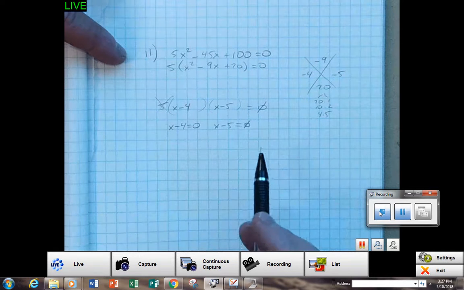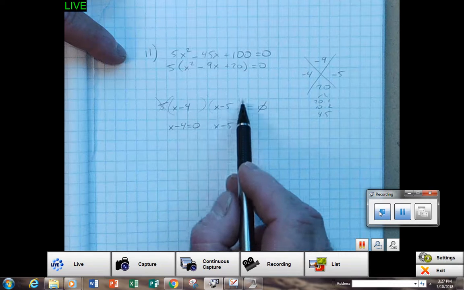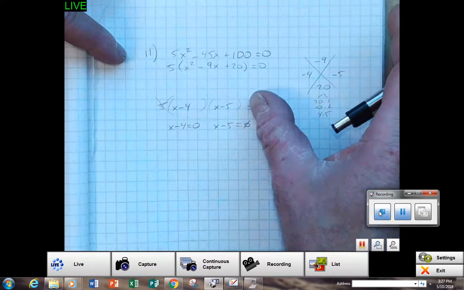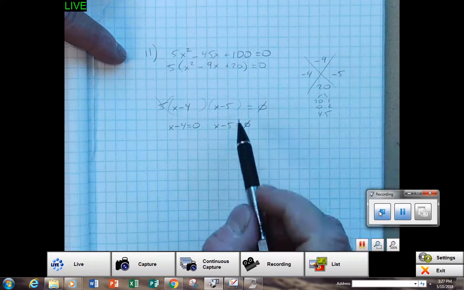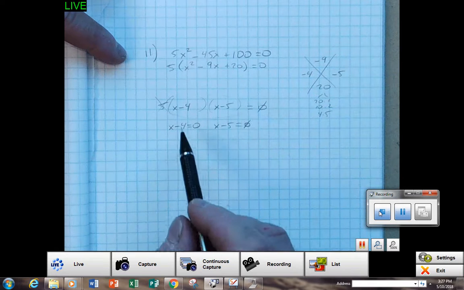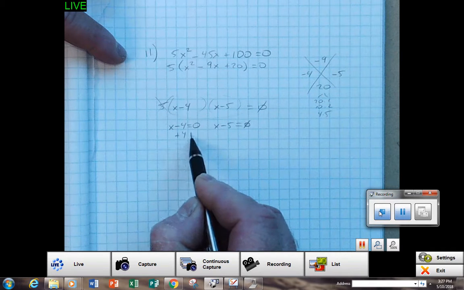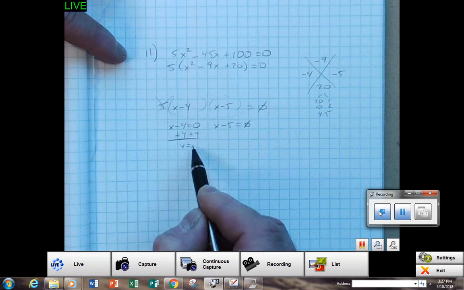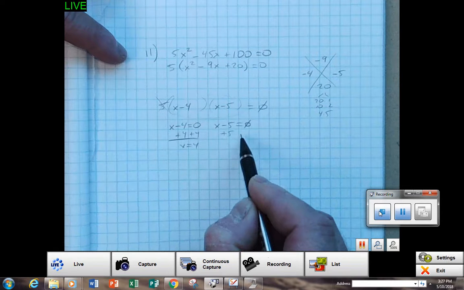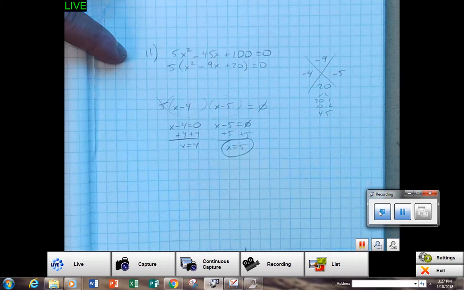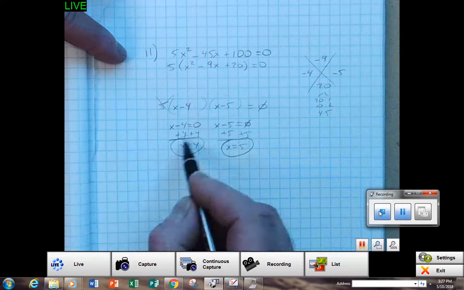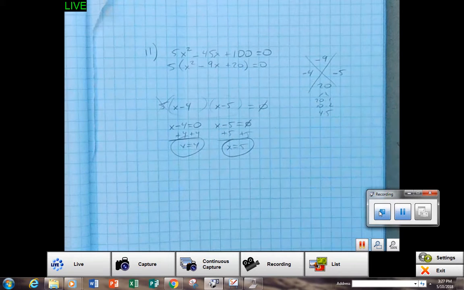Again, remember, this is factored. If it says factor, they won't have that 0 in there. If they say solve, it will have that equal to 0. So then you take these two pieces and you solve them for x, adding 4 to both sides and then adding 5 to both sides for that one. So the answer is x is 4 and x is 5.